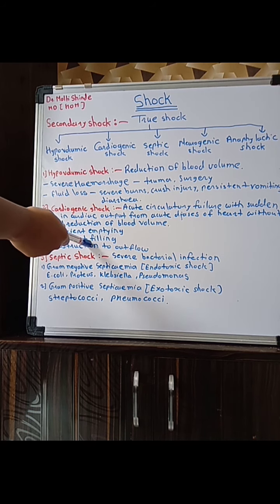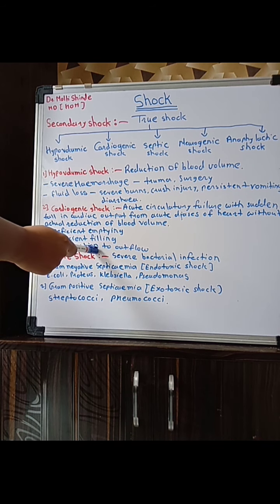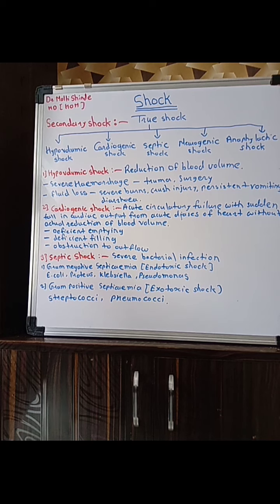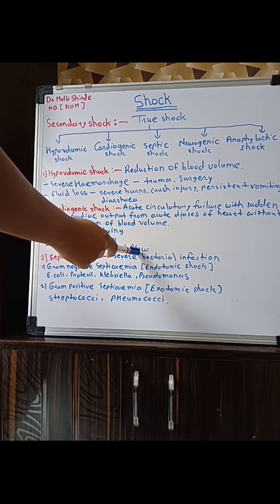Second, deficient filling. When the heart cannot fill properly, this may be due to cardiac tamponade. These are some of the diseases that cause deficient filling of the heart, which causes the reduction in cardiac output that leads to cardiogenic shock. Then the third one, obstruction to the outflow. When there is obstruction to the outflow from the heart, this may be due to pulmonary embolism or a wall thrombus. These are some conditions in which there is obstruction to the outflow of the heart.